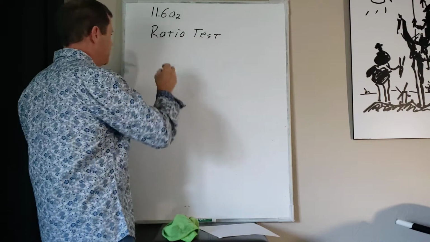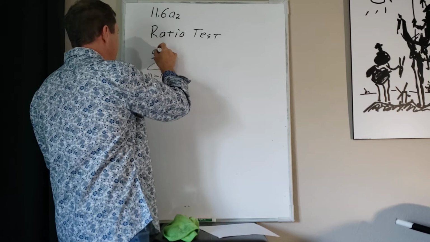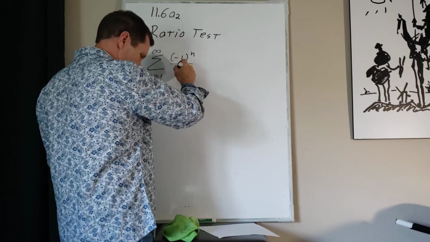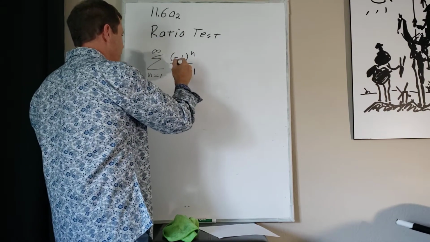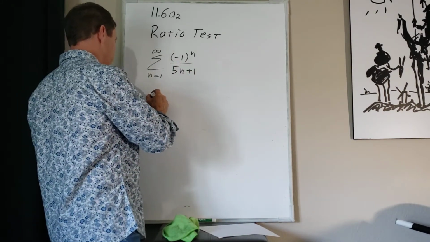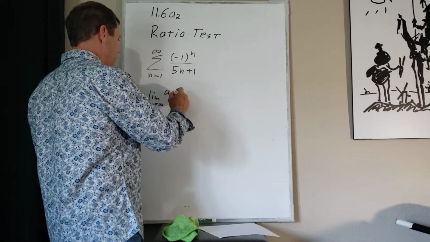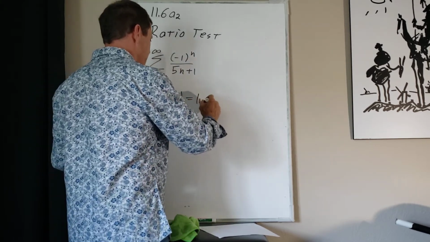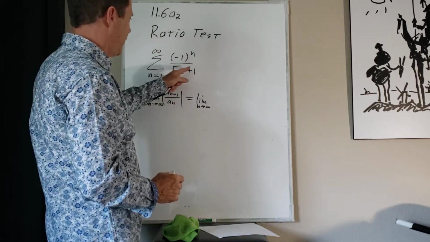Let's look at the summation n equals 1 to infinity of negative 1 to the n over 5n plus 1. It's a 5, not an s. Okay, so let's use the ratio test on this guy. So I'm going to look at the limit as n goes to infinity of a n plus 1 over a n in absolute value. So that's going to be the limit as n goes to infinity. I'm dropping absolute value bar, so it's going to kill that negative. All this stuff's positive.